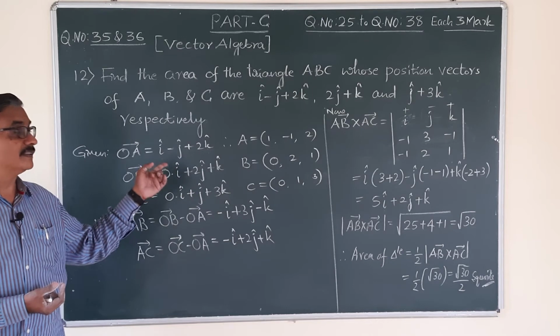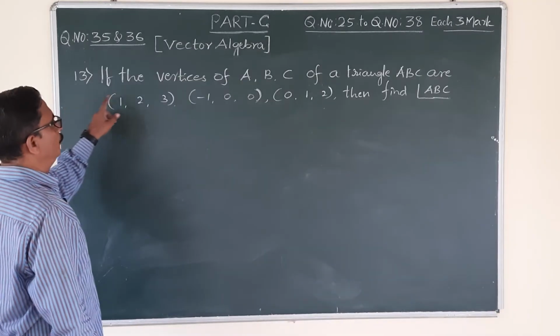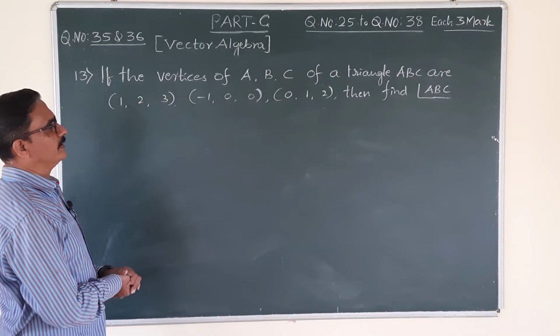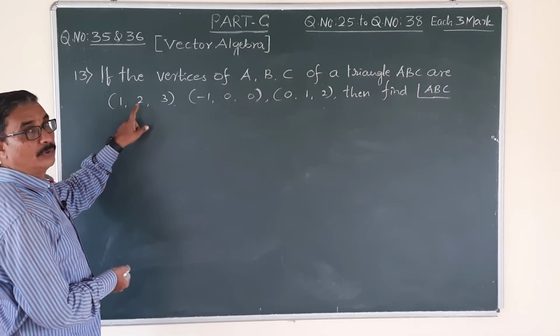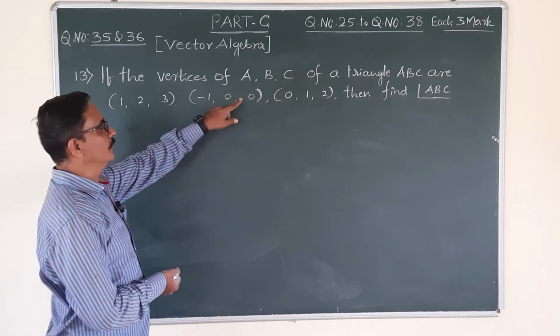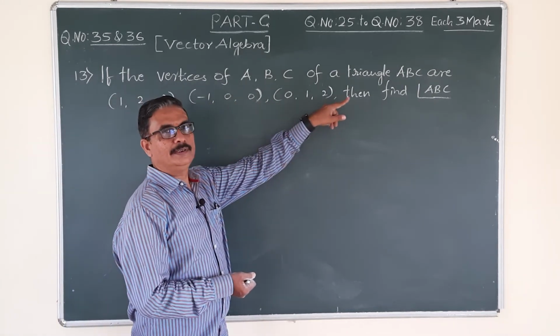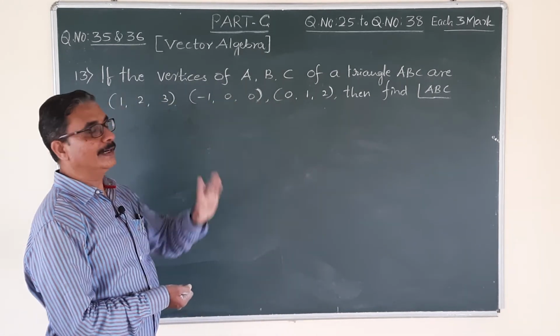Okay students, this is a 3 mark question. If the vertices of triangle ABC are 1, 2, 3, minus 1, 0, 0 and 0, 1, 2, then the question is: find angle ABC.